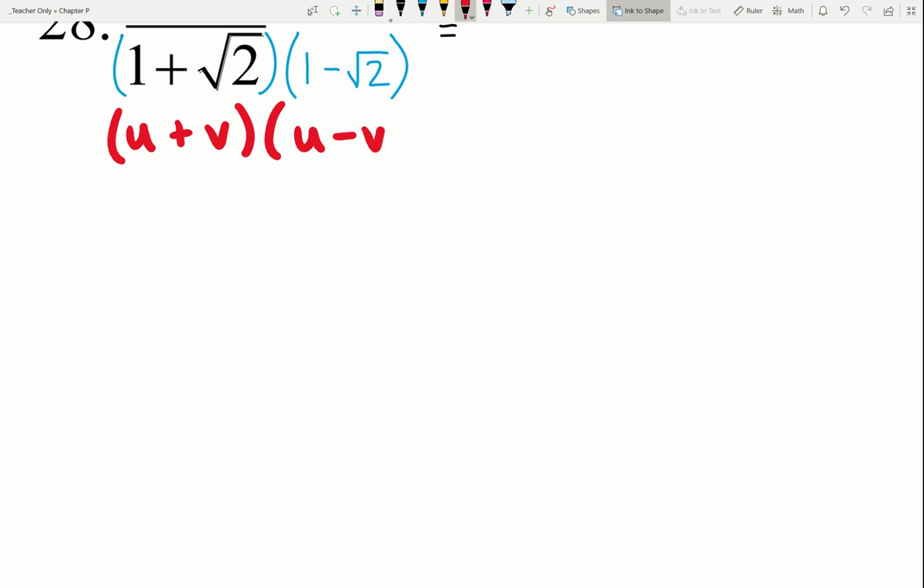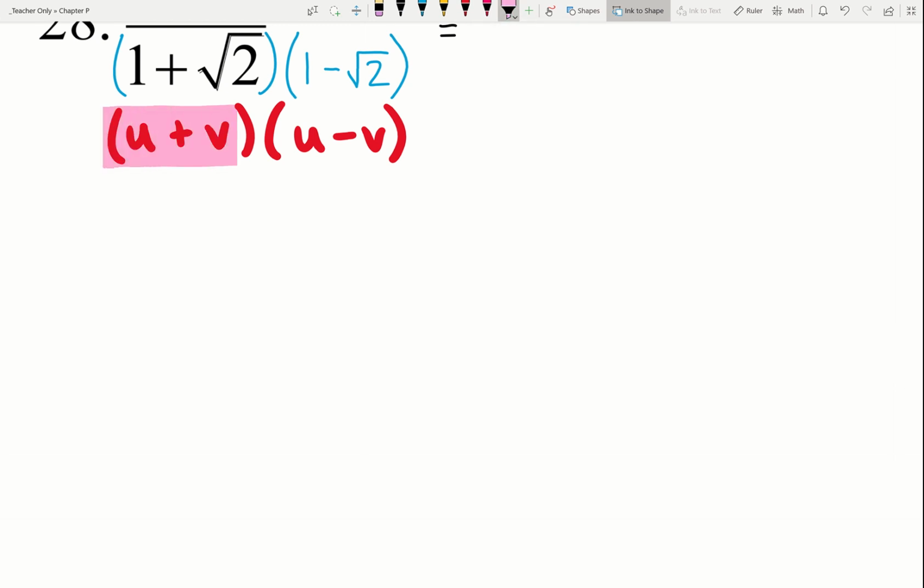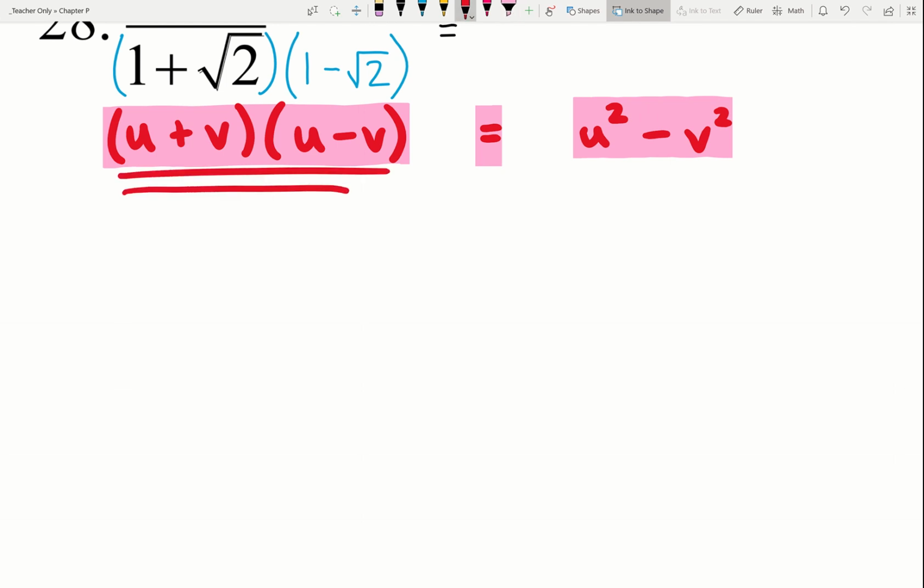U plus V times U minus V, okay? Maybe that looks a little bit familiar to you. Maybe you don't quite remember what we called this, but this was one of your special product formulas from back in Algebra 2. We always said that if you have an expression that looks like this, where you have U plus V times U minus V, what this was always equal to was U squared minus V squared, all right? And that is something that we called your difference of squares formula from Algebra 2. Again, the basic idea is if you have something that looks like this, then it's always equal to this right here.